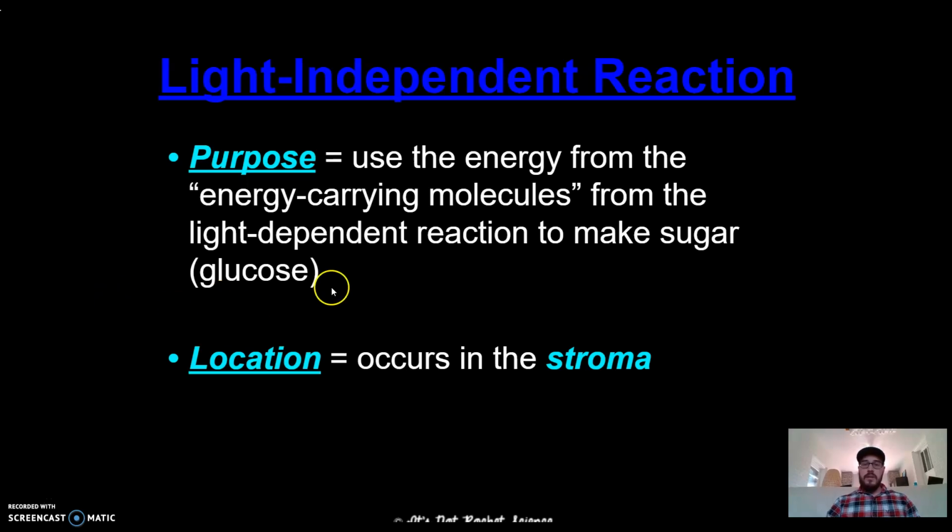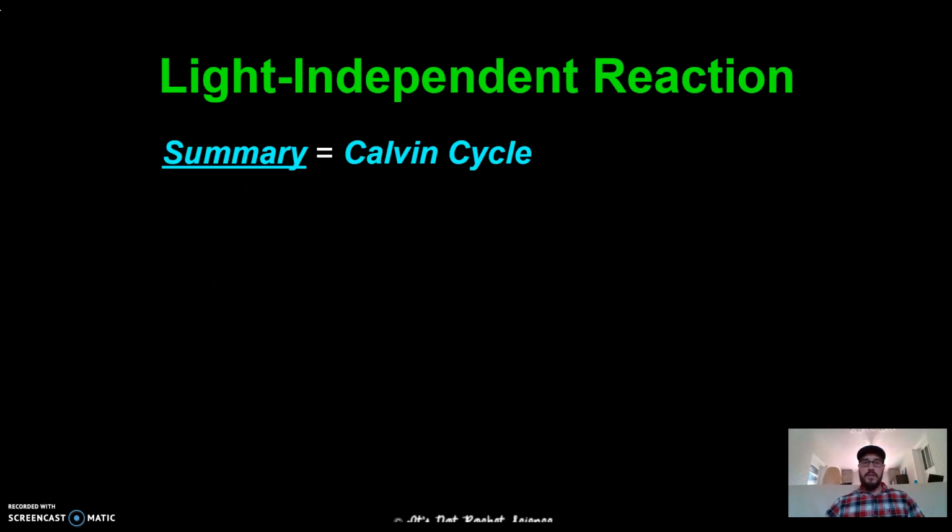So the light dependent reactions take place in the thylakoid membrane. This is taking place in the stroma. So this is the gusher part of our gusher. This is the fluid, all right? What do you need to know? This slide right here, purpose and location, all right?